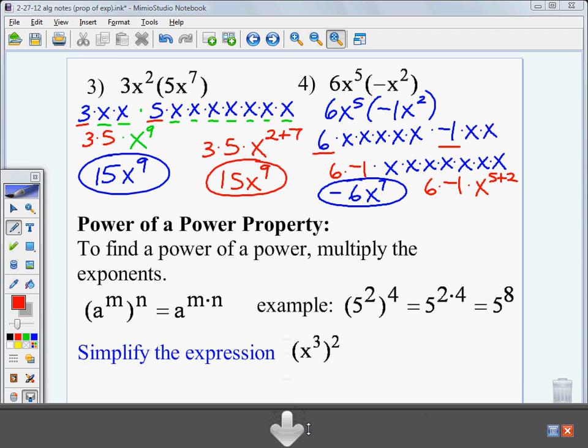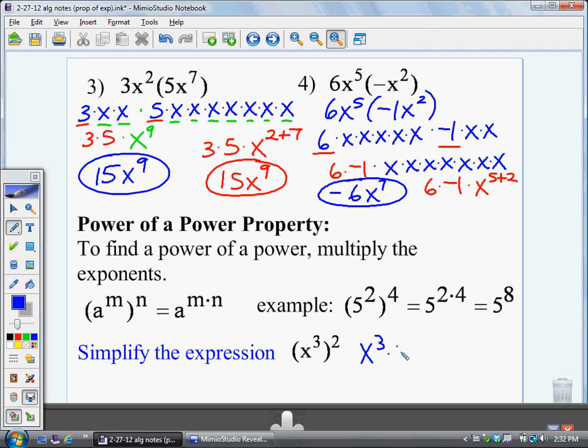Now, if you simplify this expression, I'll try and show you why this works. X to the 3rd squared would be x to the 3rd times x to the 3rd. And if you think about what that means, x times x times x, and x times x times x. Those two things are being multiplied together, and when you do that, I've got a repeat multiplication with 6 factors all the same.